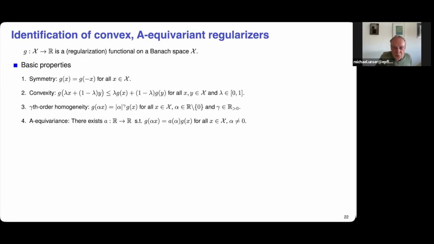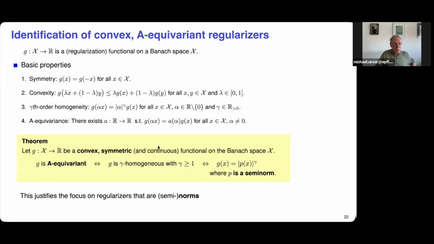So now here comes the first theorem. If we want a regularizer that's convex, so we all agree that's nice, and symmetric, we all do that, and then the new thing is equivariance, then actually this is equivalent to the regularizer being alpha homogeneous. It must satisfy this property, otherwise it doesn't work. And moreover, it means that the regularizer can be expressed as a power of a semi-norm.